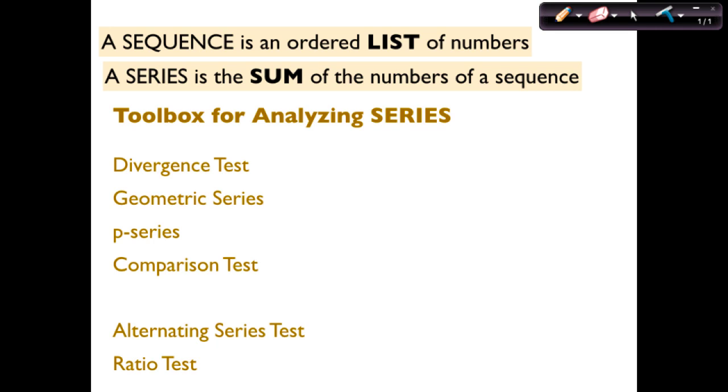Okay, here we go. See how my headlines compare to yours, okay? So the first one, the divergence test. If the limit of the sequence doesn't go to 0, then the series diverges. So this is the whole idea that in order for a series to converge, so the flip side of it is, in order for a series to converge, what has to be true?